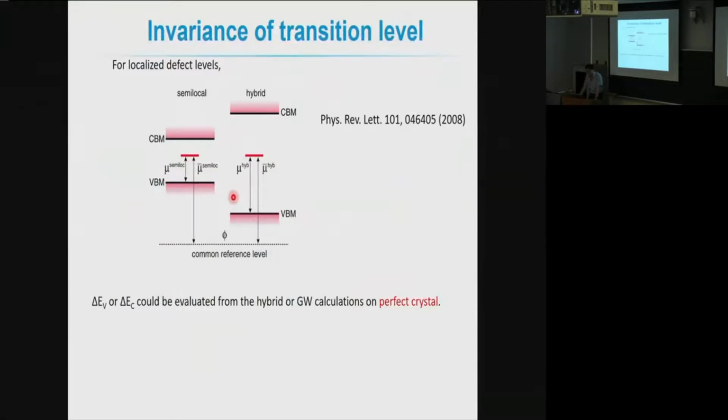All right. So this means that by simply calculating, not the band gap change, but the valence band and the conduction band shift, you can simply shift your transition level and reflect the correct band gap. All right, and this delta EV or delta EC can be completely evaluated from hybrid functional or GW calculations, not of the defective crystal, but of the perfect crystal, and therefore it is much easier to calculate.